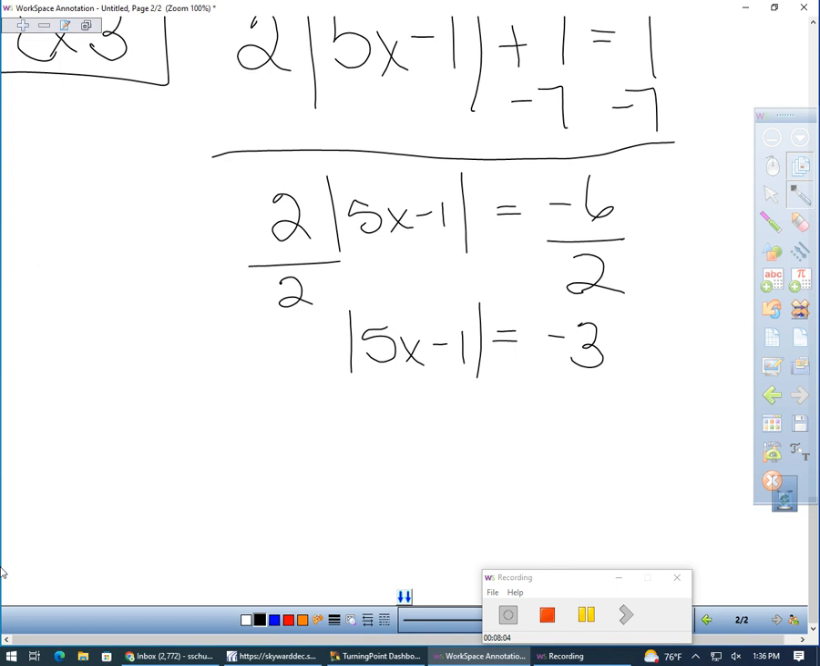Can an absolute value ever equal a negative number? No, it can't, can it? So because it cannot equal a negative number, it doesn't matter what I put in for x, it can never equal negative 3. This is no solution.